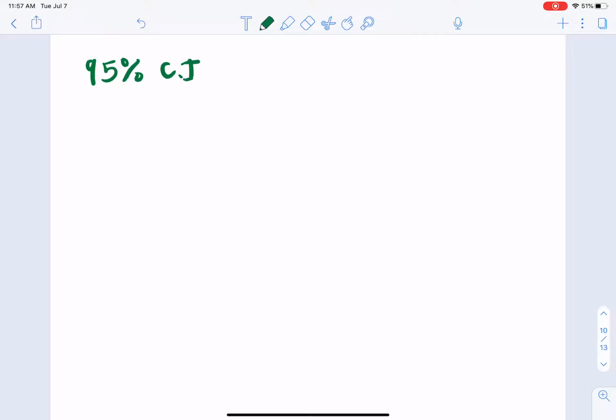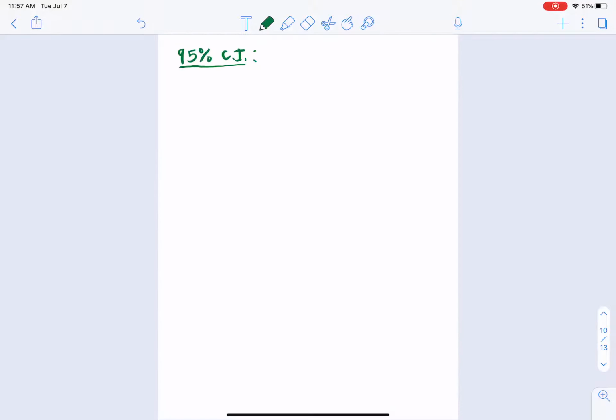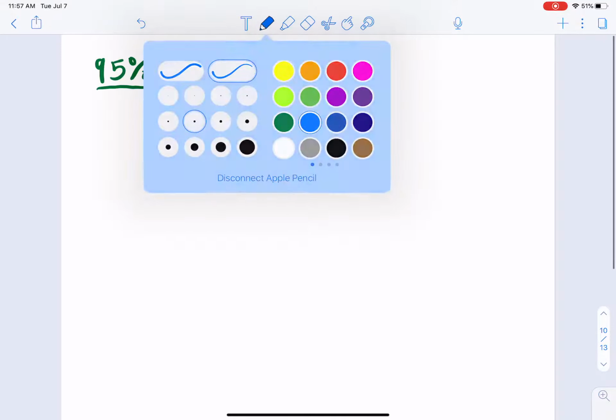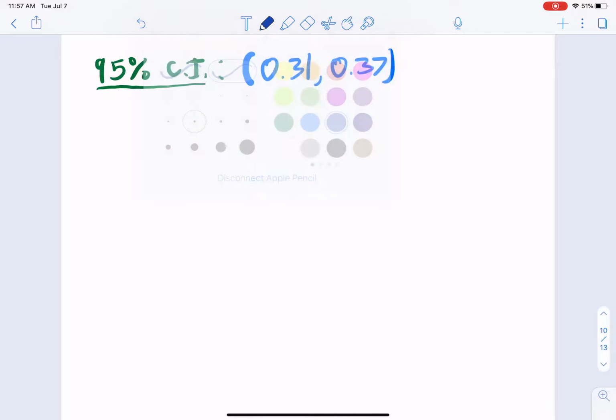95% confidence interval is 0.31, 0.37. Okay. Write it like this, 0.31 to 0.37. So we'll write it like this.